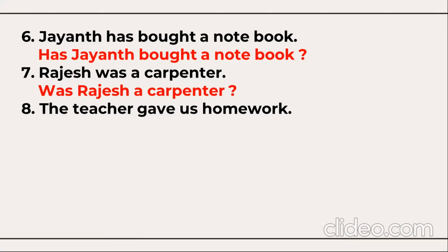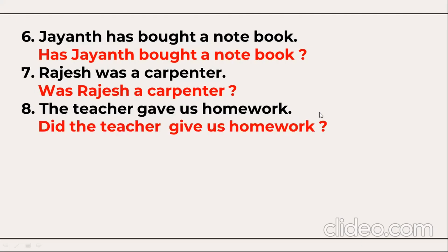Again, remember there are three do forms: do, does, did. So we cannot put here do or does because it's in the past tense. So which is left now? Did. So how to identify did? When the main verb is in the simple past tense, second form.